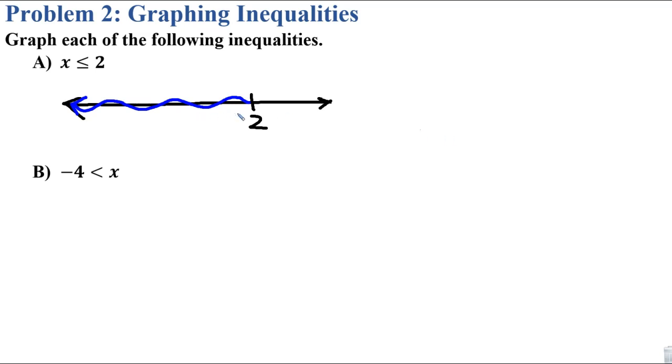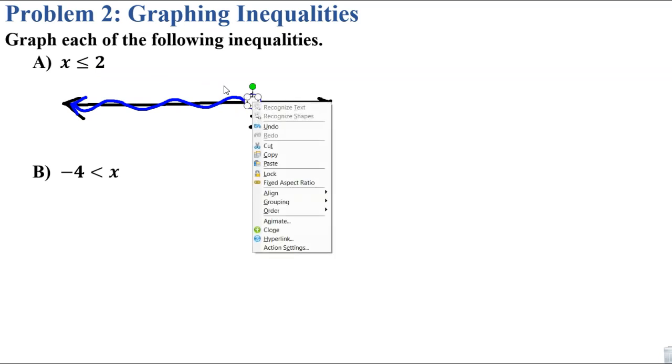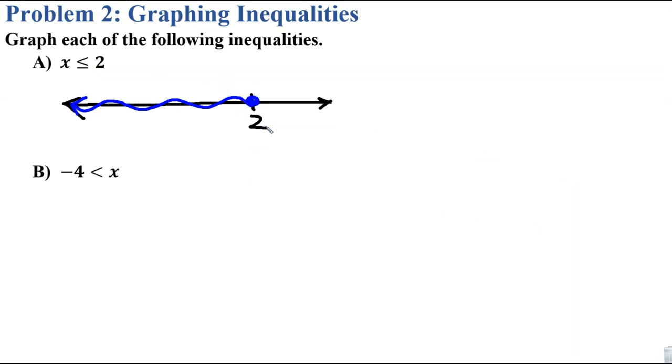Okay, so everything to the left of 2 is shaded. Now, as far as how we'll show that we have it or equal to 2, that we're going to include 2, with our graphs, what we'll do is we'll put a solid circle on that part of the number line to show that we are including 2, we are including that endpoint in this graph.